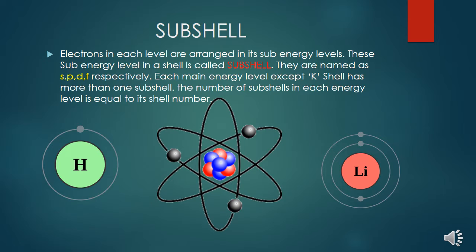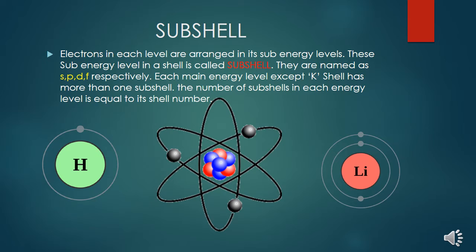They are named S, P, D, F respectively. S is for the first sub-energy level, P for the second sub-energy level, D for the third sub-energy level, and F for the fourth sub-energy level. Each main energy level except the K shell has more than one subshell. The number of subshells in each energy level is equal to its shell number. K shell has only one subshell.